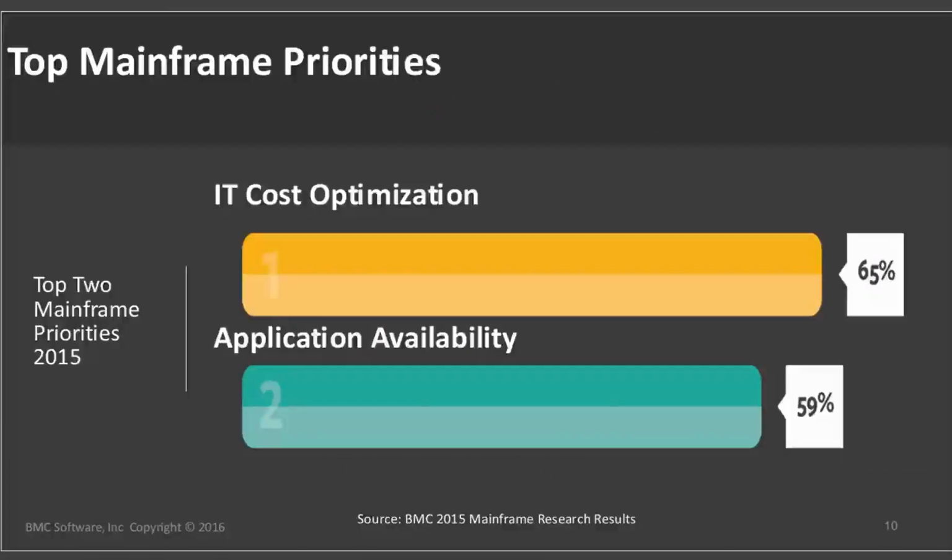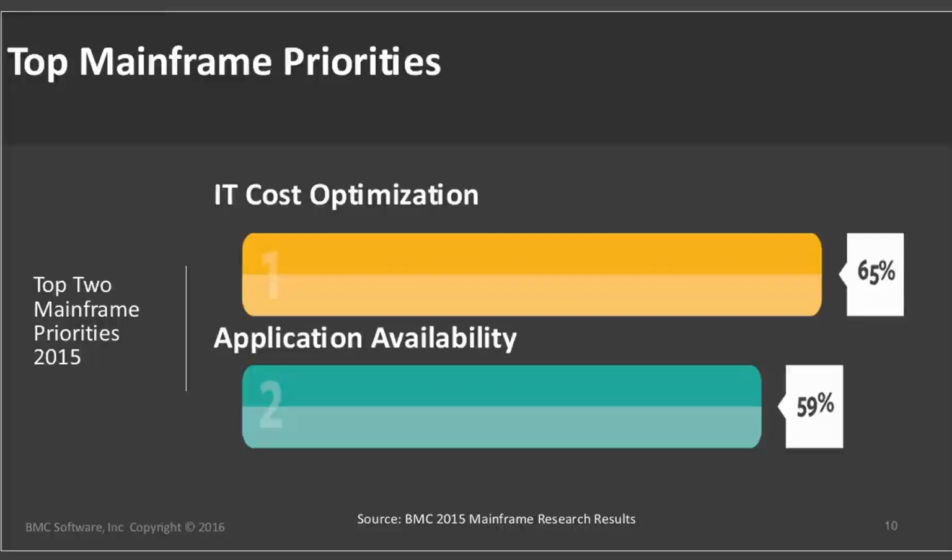And not surprisingly, the top two priorities for IT are optimizing the cost of the mainframe, and close behind, delivering the availability, the 5 nines availability that the mainframe is so well known for. So, you step back and you ask the question, we've been managing the mainframe for 50 years. Don't we know how to do this? Has anything really changed? Won't we be able to just keep doing what we're doing and be successful?